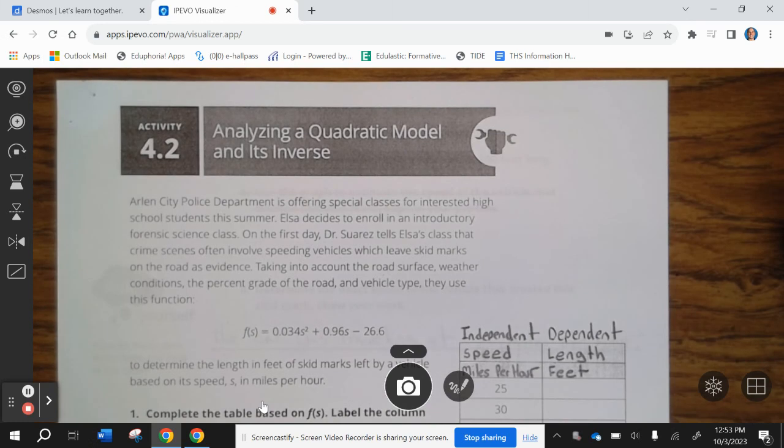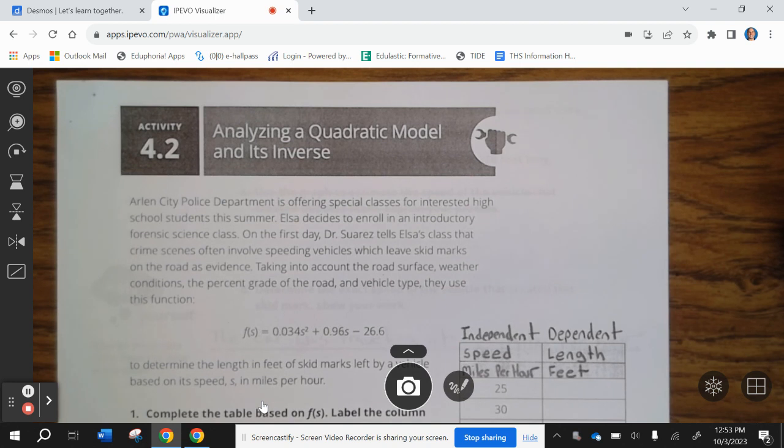Doing activity 4.2, analyzing a quadratic model and its inverse. Arlen City Police Department is offering special classes for interested high school students this summer. Eliza also decided to enroll in an introductory forensic science class. On the first day, Dr. Suarez tells Eliza's class that crime scenes often involve speeding vehicles which leave skid marks on the road as evidence.